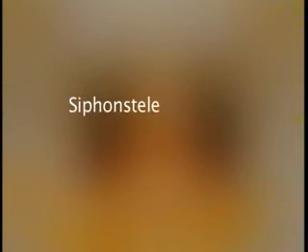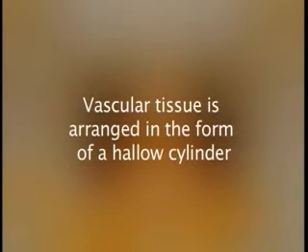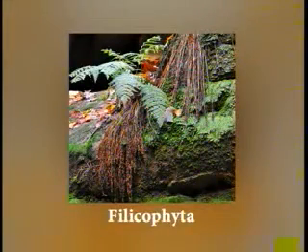Now the siphonostele or medullated protostele. In this type of stele, there is a pith. Here, the vascular tissue is arranged in the form of a hollow cylinder with a distinct pith in the center. It is found in the stems of most members of Pteridophyta. It is of the following two types.